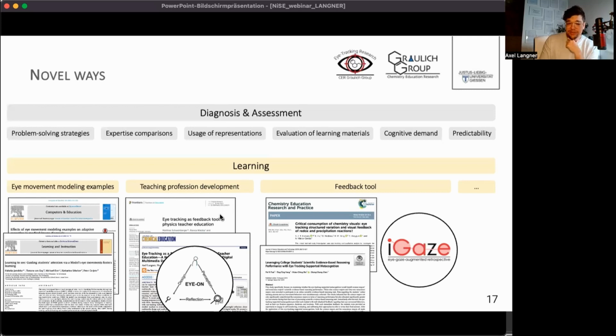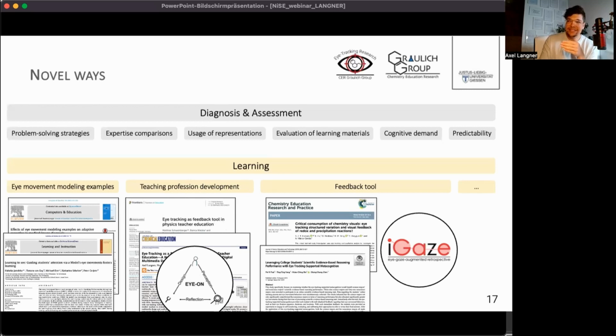This is where learners have seen the eye movements of experts. Then for the teaching profession, really few studies. I just found two, and one of them I will show you later. This is one which I led. And the other one is using it.